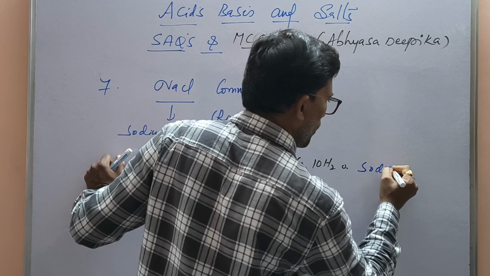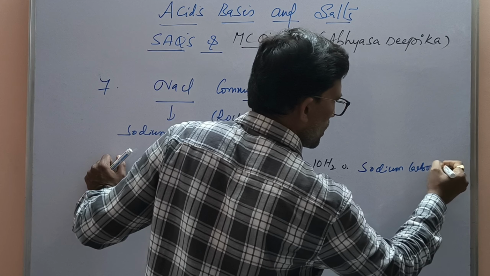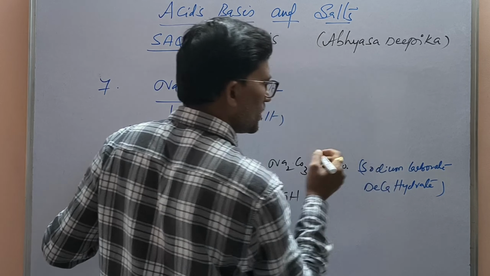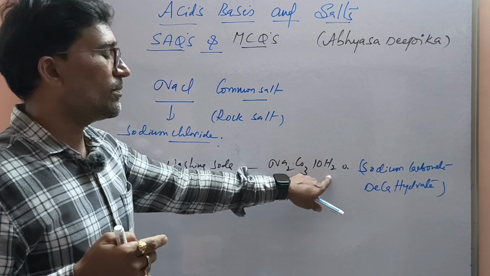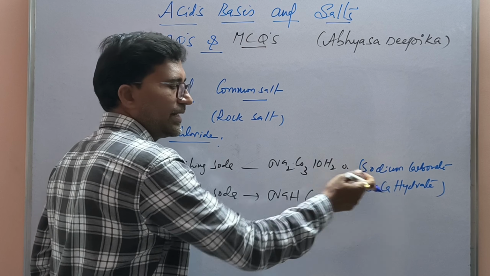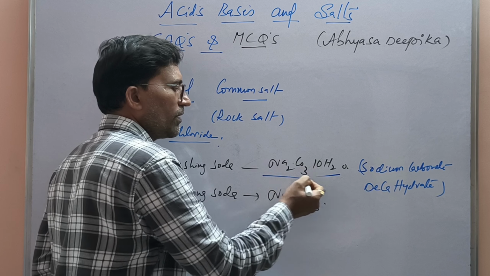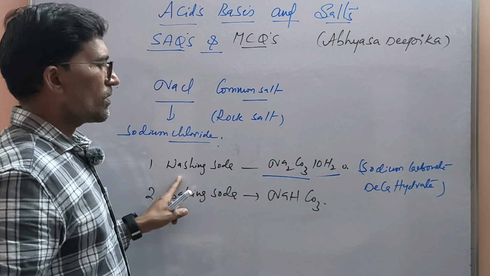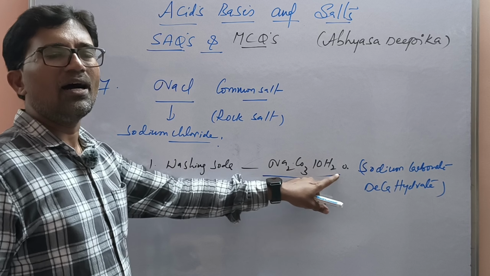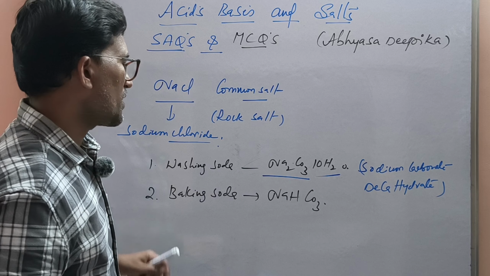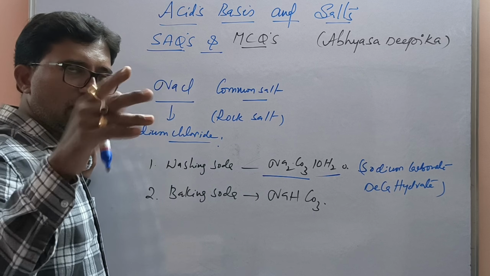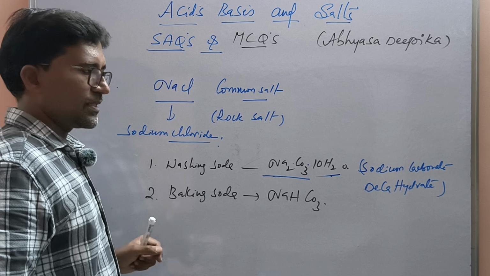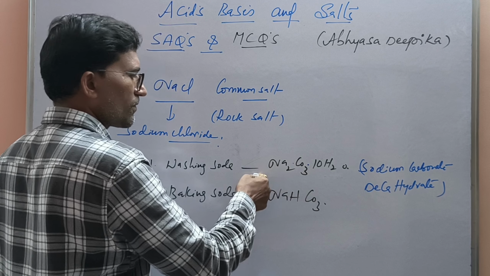It is chemically called sodium carbonate decahydrate. What is the meaning of that? Sodium carbonate means Na2CO3. Deca means 10, so 10 molecules of water, hydrated meaning water. Since 10 molecules of water are present, sodium carbonate decahydrate is commonly called washing soda. Some students write washing soda as just Na2CO3. That is totally wrong. You should write Na2CO3·10H2O, that is, 10 molecules of water of crystallization are present.